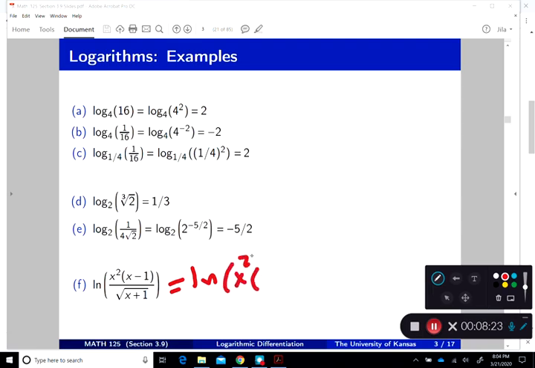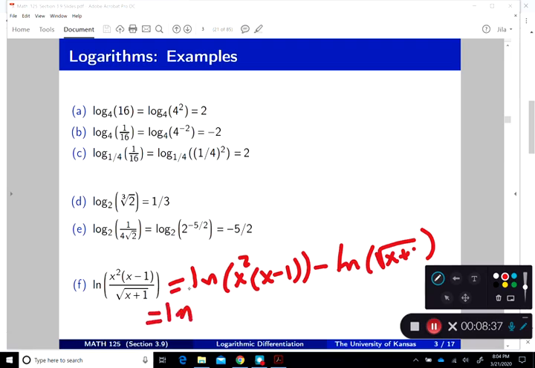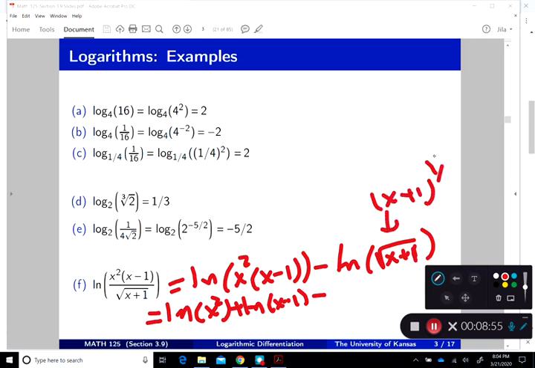The numerator, then minus the denominator. And then the numerator was a product, so the log of a product is going to be the sum of two logs. And after that, the square root of x plus 1 is actually x plus 1 to the power 1/2. So it's going to be 1/2 of the natural log of x plus 1. And that would be the final answer.